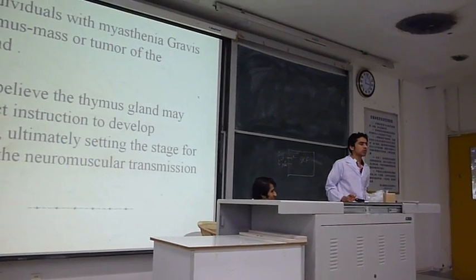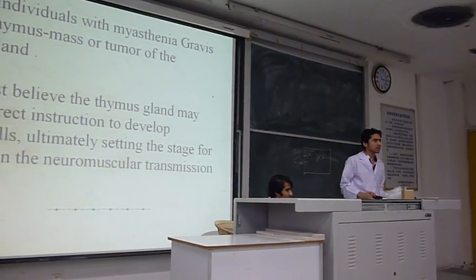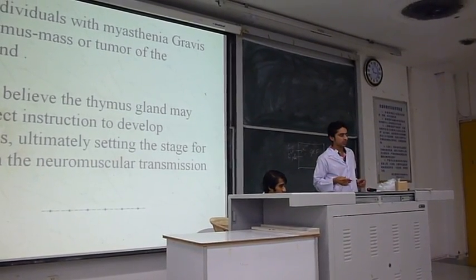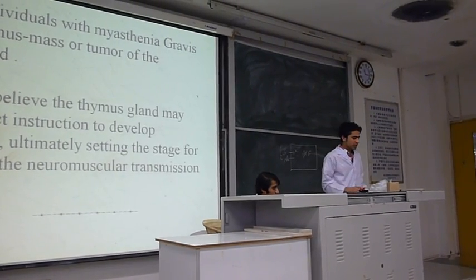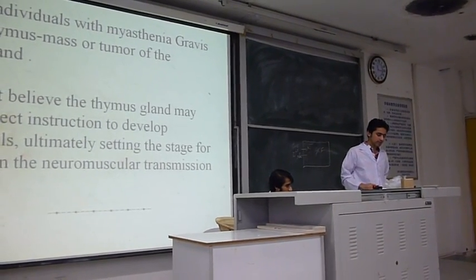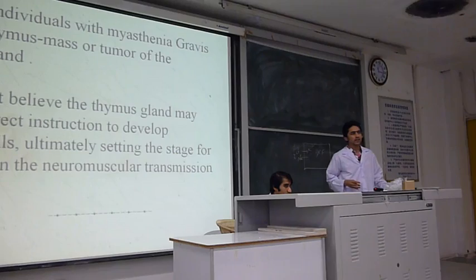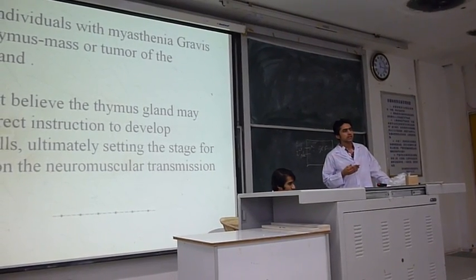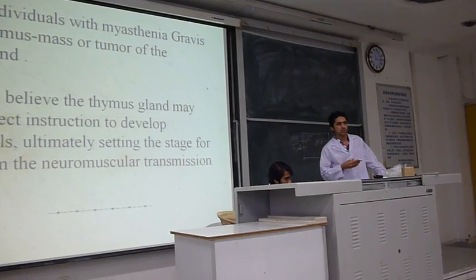Scientists also believe that the thymus may give incorrect instructions to immune cells, which results in autoimmunity and then leads to myasthenia gravis, ultimately resulting in the production of acetylcholine receptor antibodies, setting the stage for the disruption of neuromuscular transmission.